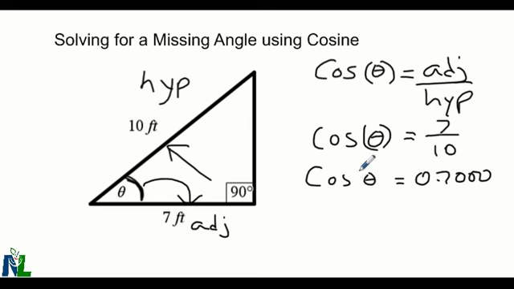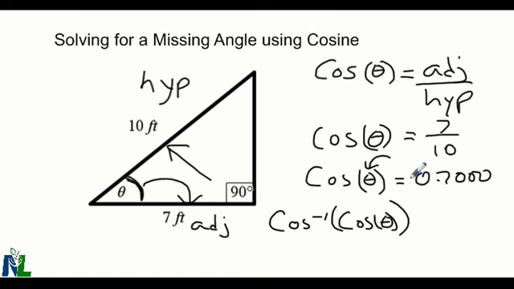Now, our problem is that if we want to isolate or get theta by itself, we have cosine that's in the way. And cosine is a function. So we have to find the opposite or inverse function. And the opposite or inverse of cosine is cosine to the minus 1. So if we take cosine to the minus 1 of the left-hand side, then to maintain balance in the equation, we have to do the exact same thing to the other side.